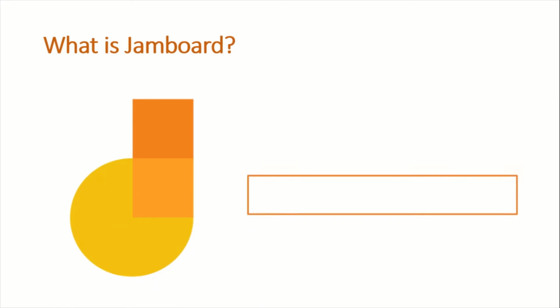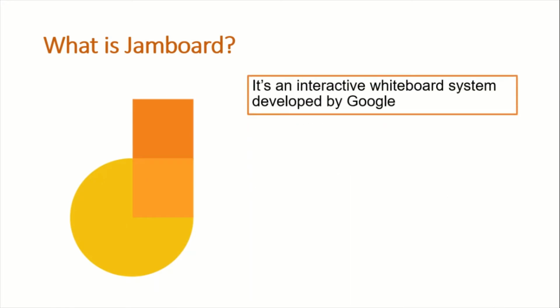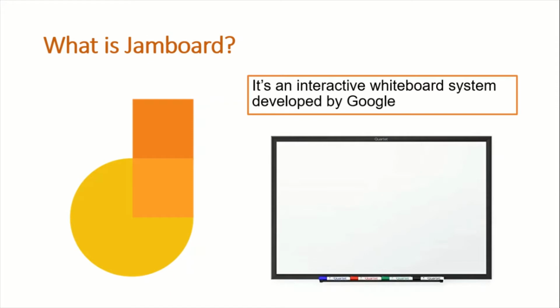What is Jamboard? Jamboard is an interactive whiteboard system developed by Google, and it's pretty interesting because it promotes collaborative work between students. They can work on the same project simultaneously, and they can also work individually on it. It's a great presentation tool for teachers, so you can use it as a conventional whiteboard, or if you have the paid version, which is Google Workspace, you can import some Google documents such as documents or PowerPoint presentations, and also you can use it on Google Meet.